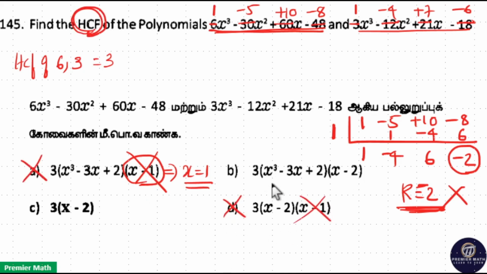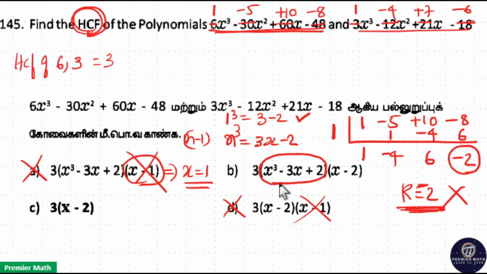Now if you look at this, here x cube minus 3x plus 2 is a factor, which means x cube should be 3x minus 2. If you put the value of x as 1, 1 cube is equal to 3 minus 2, which is correct. Which means here x is equal to 1, so x minus 1 is a factor. That is, in this x cube minus 3x plus 2, x minus 1 is a factor. Which means the HCF includes x minus 1, so option B is also eliminated. So option C is your answer.